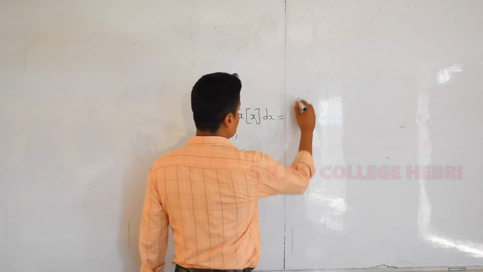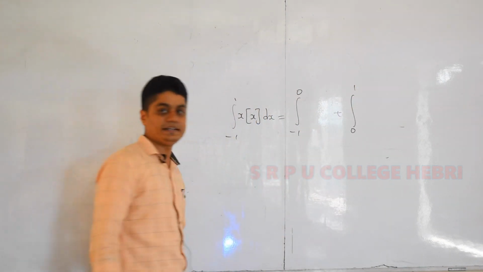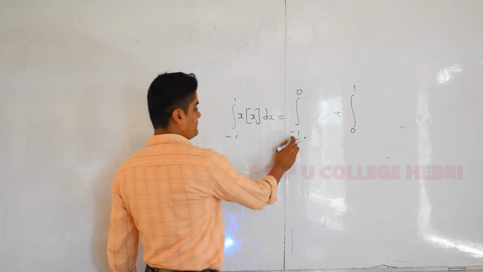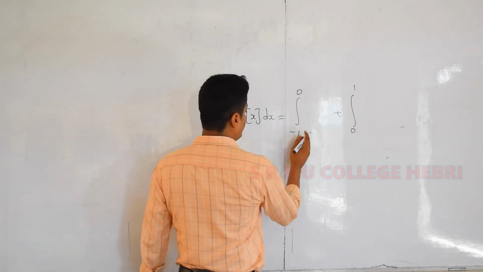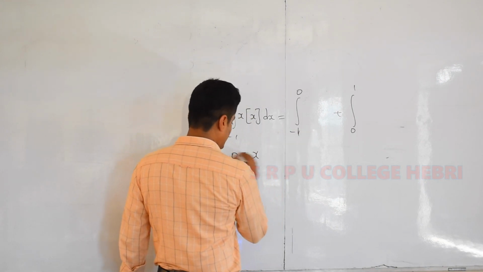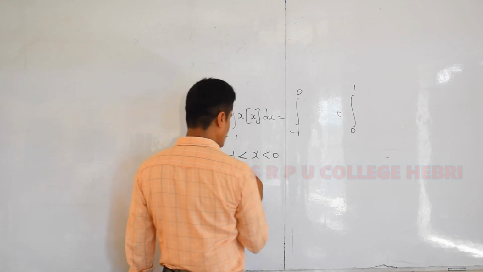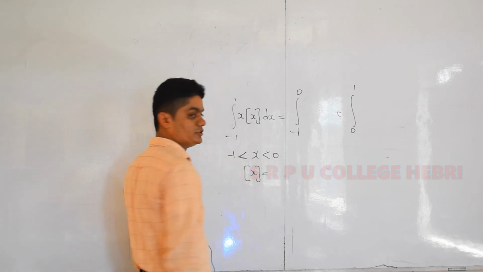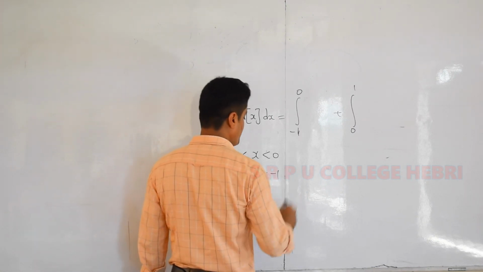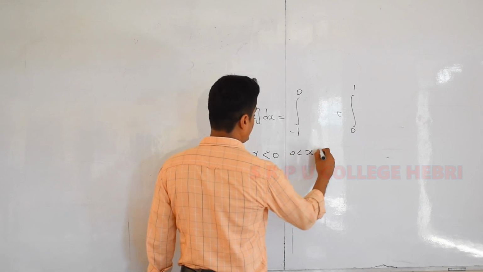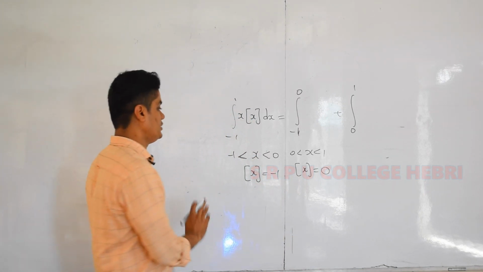Since this is a more than one component problem, you should split this integral like this. You have to split into two integrals. The first is minus 1 to 0, another one is 0 to 1. Whenever x is greater than minus 1 and less than 0, what is the value of greatest integer of x? Minus 1. If x is between 0 and 1, then what is the value of greatest integer of x? 0. You know this, right?